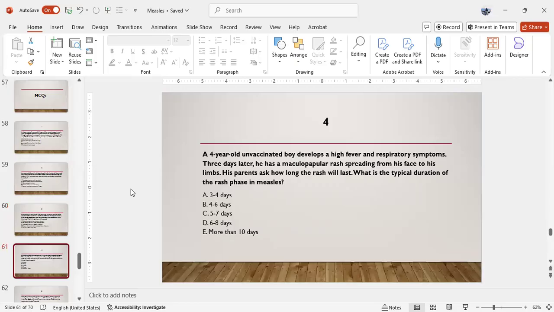A. 3 to 4 days. B. 4 to 6 days. C. 5 to 7 days. D. 6 to 8 days, or E. more than 10 days?